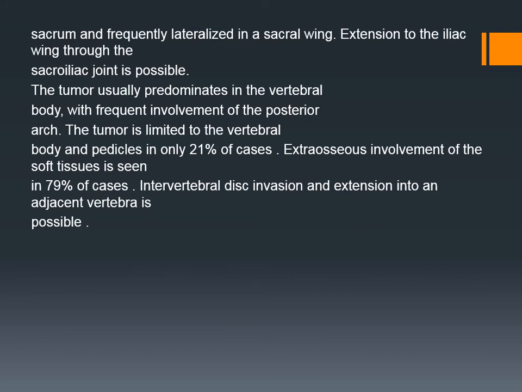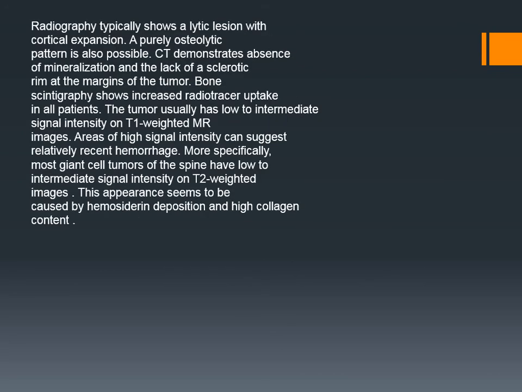The tumor usually predominates in the vertebral body with frequent involvement of the posterior arch. The tumor is limited to the vertebral body and the pedicle in only 21% of the cases. Extraosseous involvement of the soft tissue is seen in 79% of the cases. Intervertebral disc invasion and extension into an adjacent vertebra is possible. It is more likely to invade the disc than other tumors. Even metastases are likely to invade the disc.